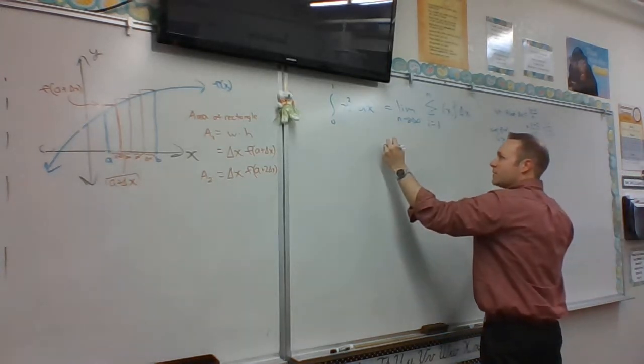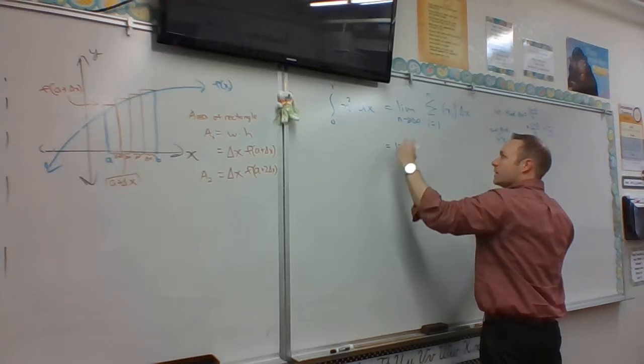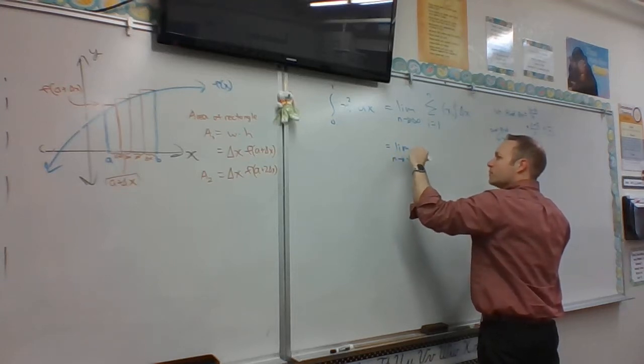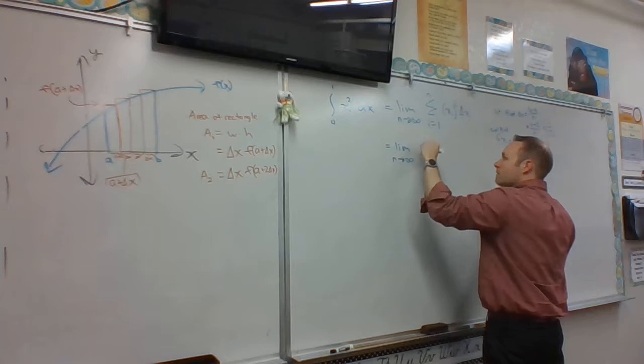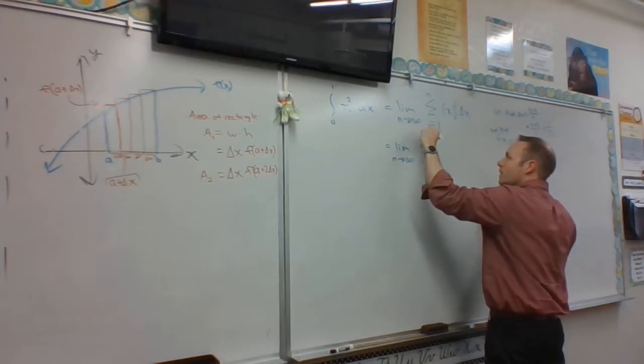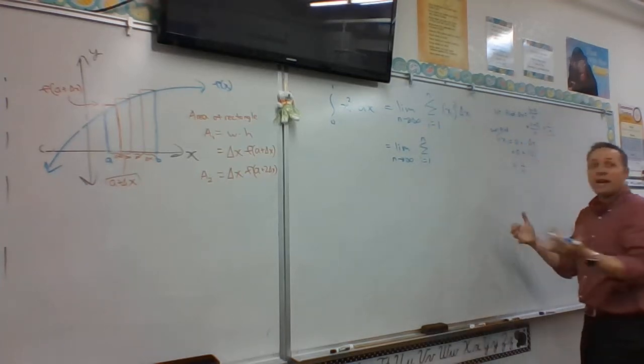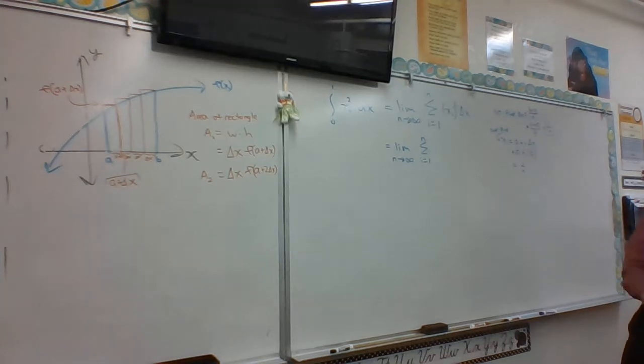Okay, now we have the pieces to plug back in here. Let's see what happens. So this equals the limit as n approaches infinity of the sum from i equals 1 to n of, and I plug in what x sub i is now. What is x sub i?